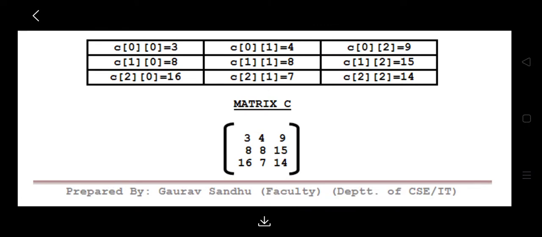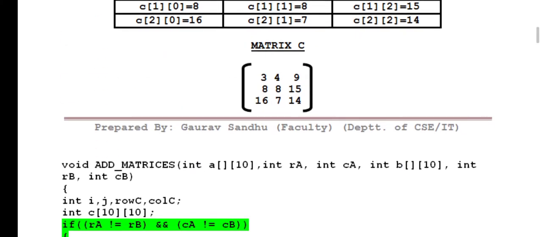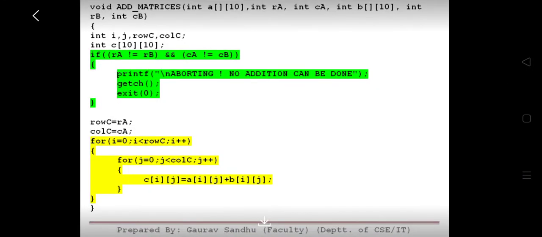Now, the question says to create a new matrix called C, which will have the sum of the contents of matrices A and B. This is the function which will be adding the contents of two matrices.